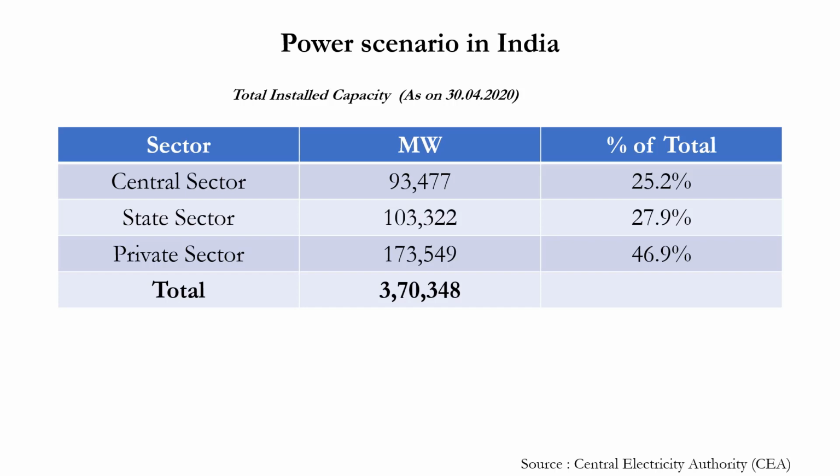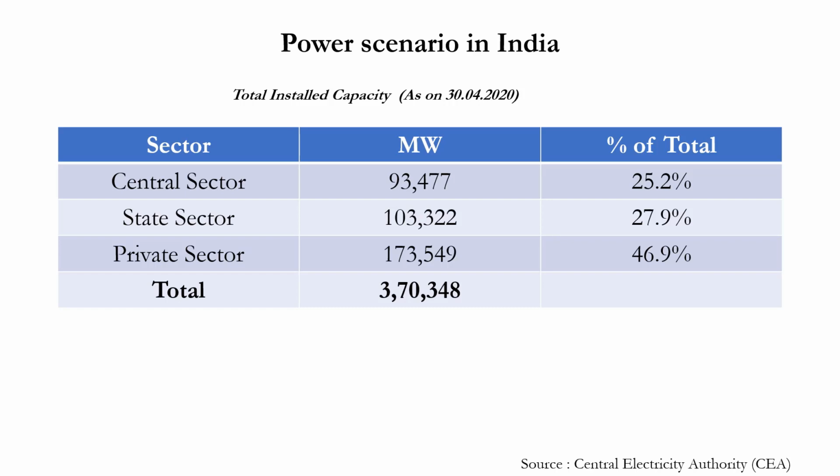What is the current power scenario in India as on 30/4/2020? The total installed capacity based on state, central and private sector is shown here. Let us see what the central sector is giving. The central sector power is about 93,477 megawatt, which is about 25.2% of total installed capacity.